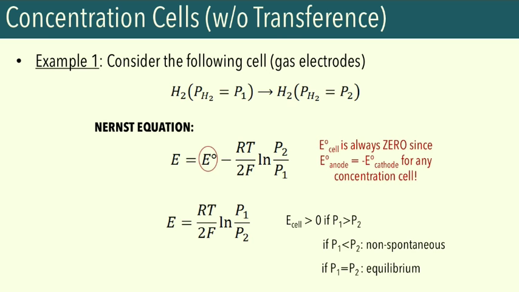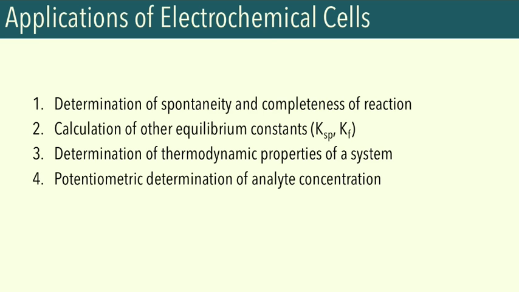And if the pressures are now going to be equal, that is when we have equilibrium. So this will imply that our E cell is going to be equal to zero. So overall, those were the different types of electrochemical cells that we'll be discussing. There are a lot of different applications for them.